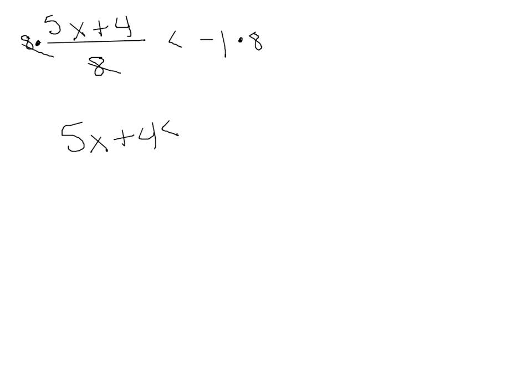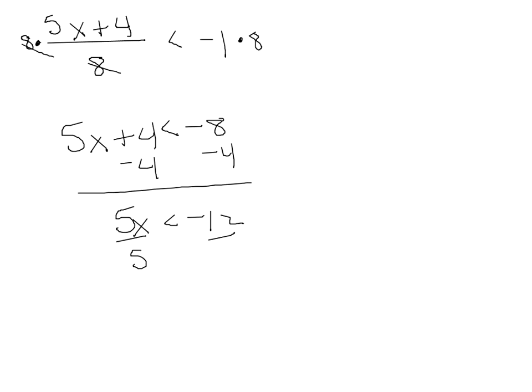Here's one with a fraction in it. 5x plus 4 divided by 8 is less than minus 1. So I'm going to cancel the 8 by multiplying both sides of the inequality by 8. So I get 5x plus 4 is less than minus 8. I subtract 4 from both sides, and I get 5x is less than minus 12. Divide both sides by 5, and I get x is less than minus 12 fifths.